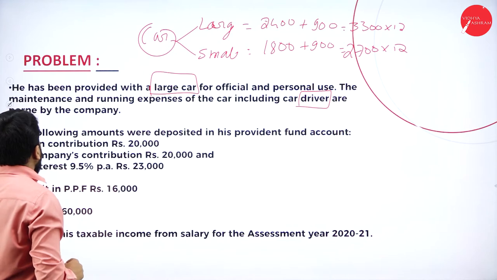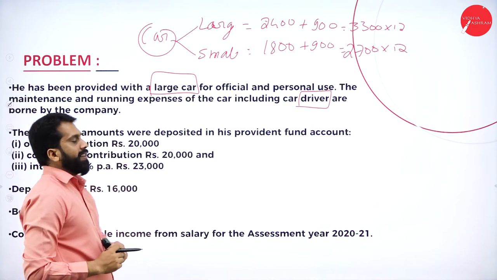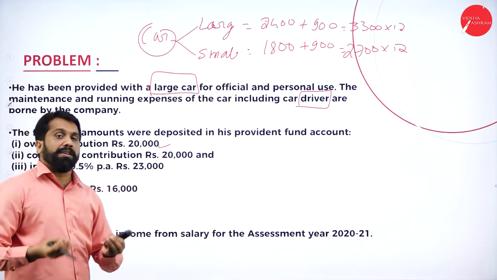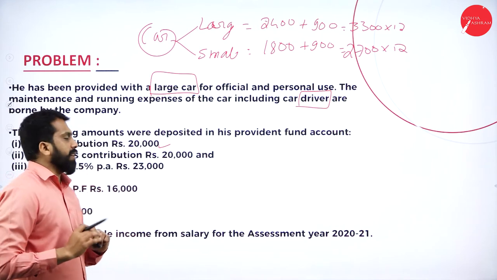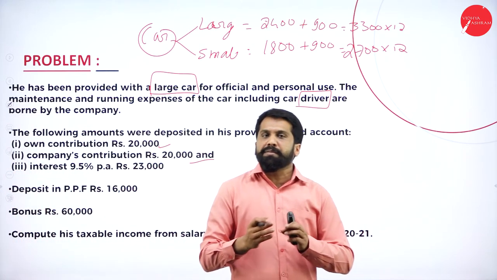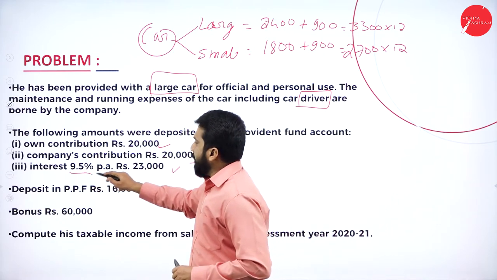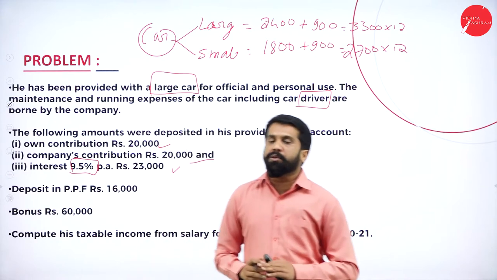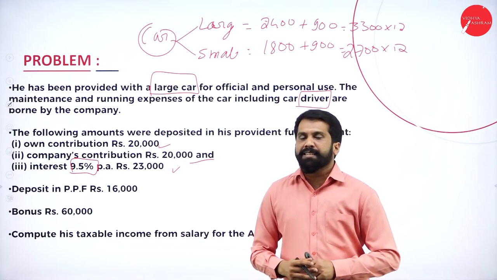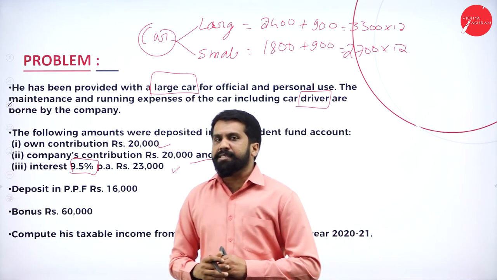Now, deposit. The following amounts were deposited in his provident fund. Own contribution 20,000. As I told you, whatever your own contribution, we don't want. Company's contribution 20,000. You have to consider that. So we'll calculate and let you know what the answer will be. Interest 9.5, as I told you, if it is 9.5 then no need to worry, no tax. Why? Because if it is more than 9.5, then it is taxable. Till now, whatever problems we have done, everything is 9.5 only.